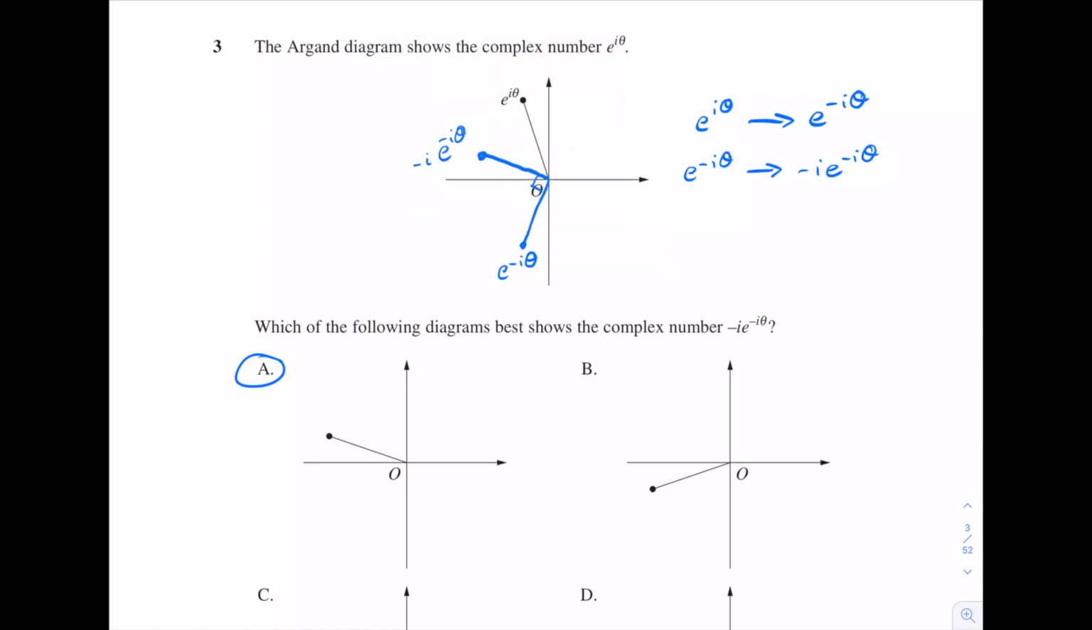Well, let's change color. The other way that I can think of is instead of starting with e to the I theta, we're actually going to start with negative I. So where does negative I live? It lives, well, somewhere here. And then we're going to just multiply by e to the negative I theta. Now think about it. What does multiplying by e to the I theta do?